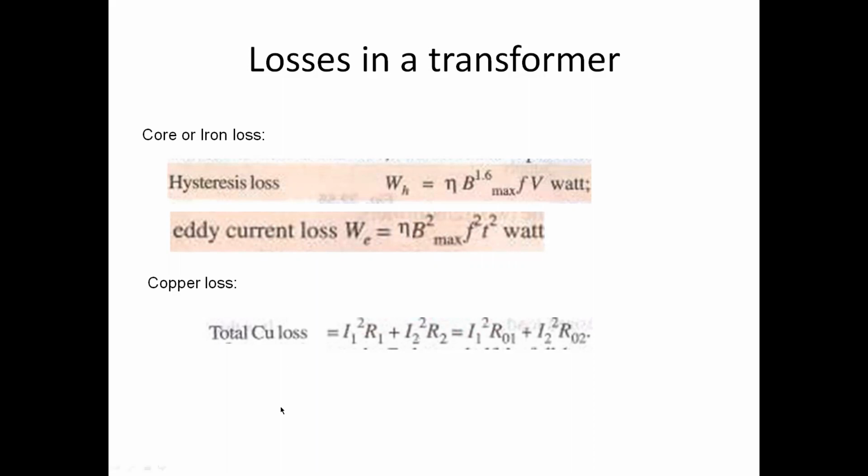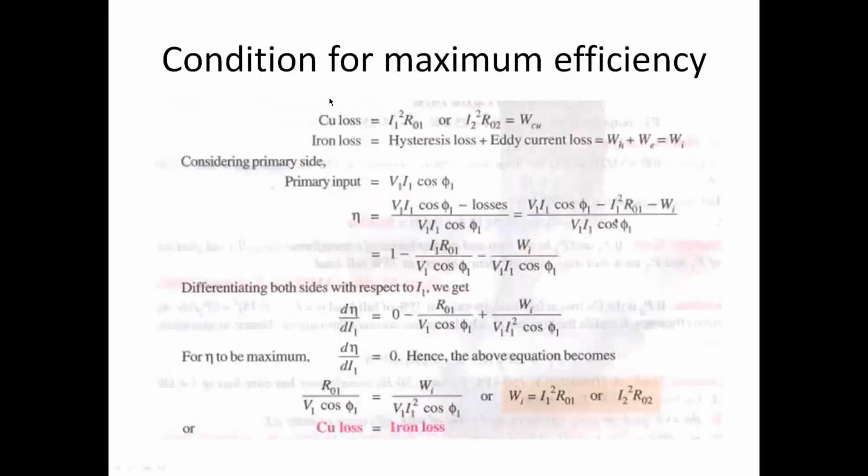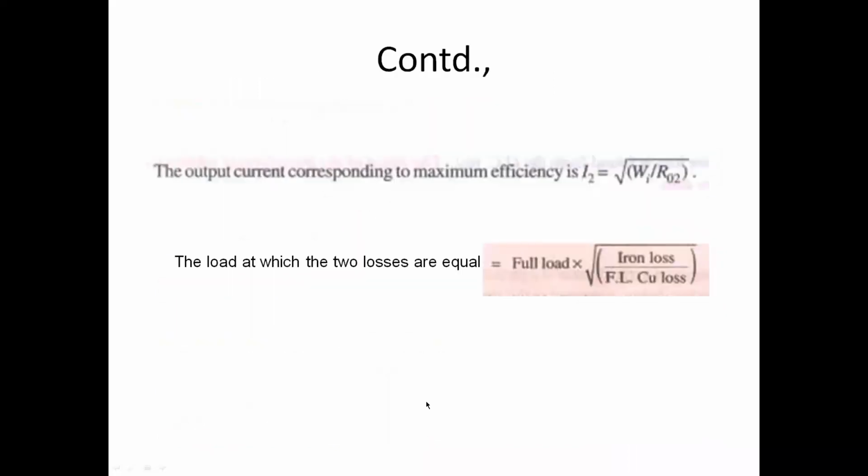Next, condition for maximum efficiency. So this is the copper loss, iron loss. As per the primary side, we consider the secondary side. If you differentiate and equate to 0, then we get copper loss equals iron loss as the condition for maximum efficiency. Now this is the kVA load at which these losses are equal, meaning maximum efficiency. Full load into this. Got it?